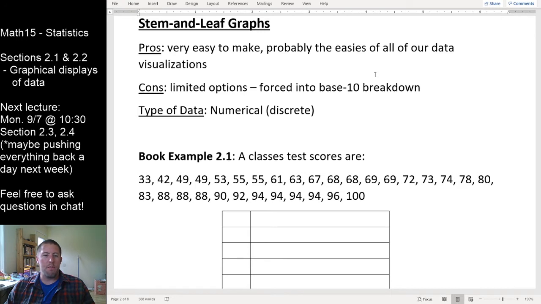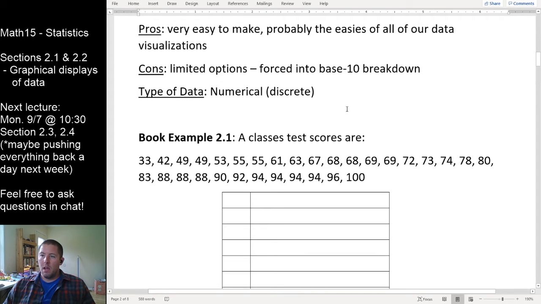It's really not possible for us to make stem and leaf graphs that are split differently. If I wanted to group my data by fours, I can't really do that in a stem and leaf graph. So one of the limitations is that you don't get to choose the intervals that break down your data. And that's a little bit annoying with these.